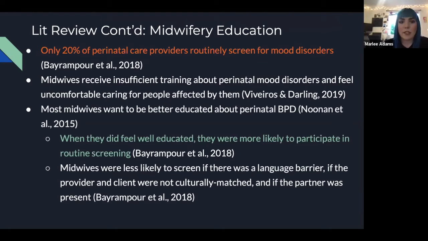Unfortunately, though, midwives were found to be less likely to screen if the situation was challenging. So if there was a language barrier, if the provider and client were not culturally matched, or if the partner was present. So I think that's just a moment to reflect on cultural humility and competency, and just ensure that we as healthcare providers are ensuring that we're checking our biases and really doing our best to provide the same quality care to all of our clients, regardless of whether our backgrounds are the same as them or not.